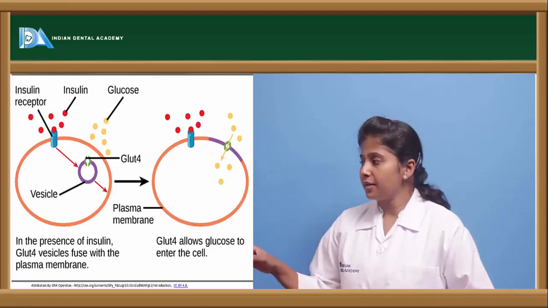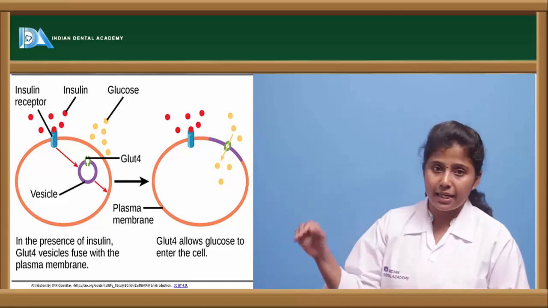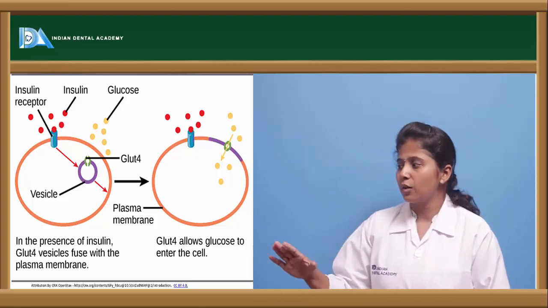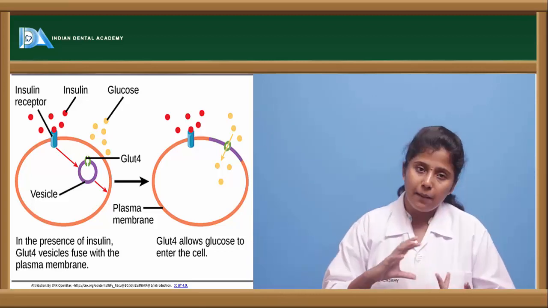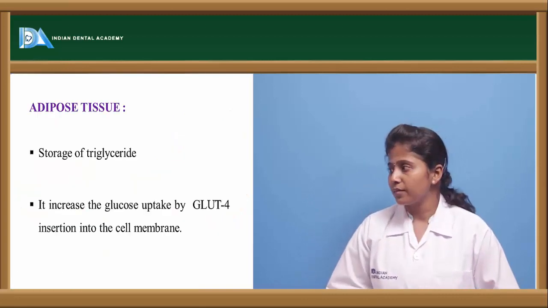Here is the pictorial representation of the mechanism, where through the GLUT2 receptors the glucose enters the cell, and in the presence of insulin, the GLUT2 vesicles fuse with the plasma membrane, aiding in the glucose uptake into the tissue.